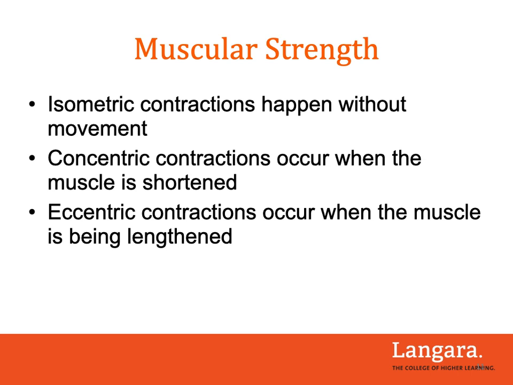Now, all three contractions can build strength. They can make your muscles stronger. That's important to know, because a lot of people think just lifting weights up and down for a given period of time is going to build strength. But we can do other types of work as well. We can do isometric work. We can do just eccentric work, and that's going to build strength.